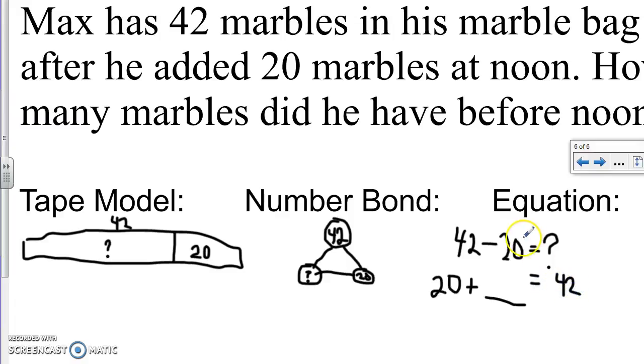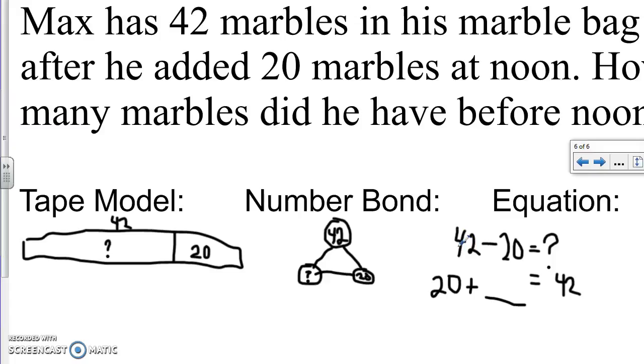So you need to look at these two equations, think about which one makes more sense to you, and then I want you to use the arrow method to solve this problem. So go ahead and pause this video, make sure to pause the video, and solve one of these two equations using the arrow method. Once you're done, press play to check your work.